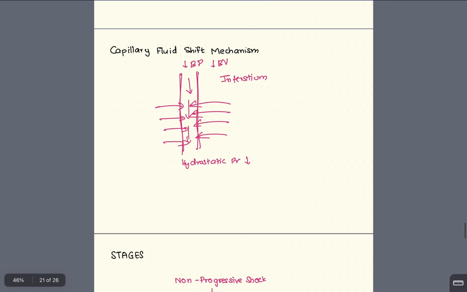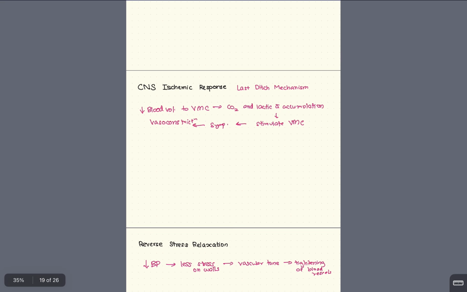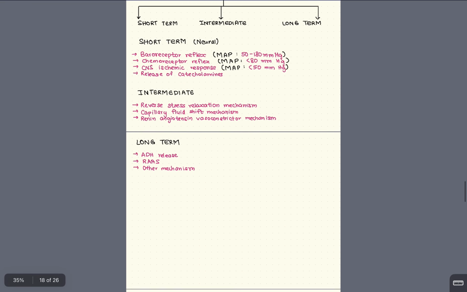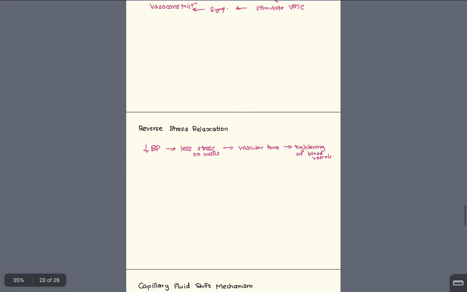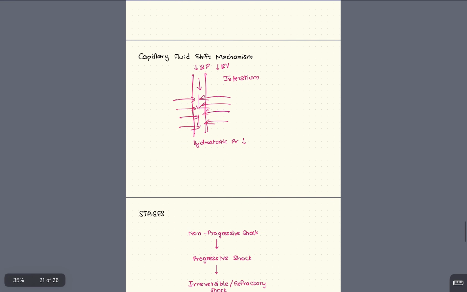Hope that's clear. So basically we've discussed the CNS ischemic response, which is also called the last ditch mechanism. And when does it come into action? When the pressure is less than 50. Then we've discussed reverse stress relaxation and the capillary fluid shift mechanism. Hope this is clear, and you have no doubts in it.